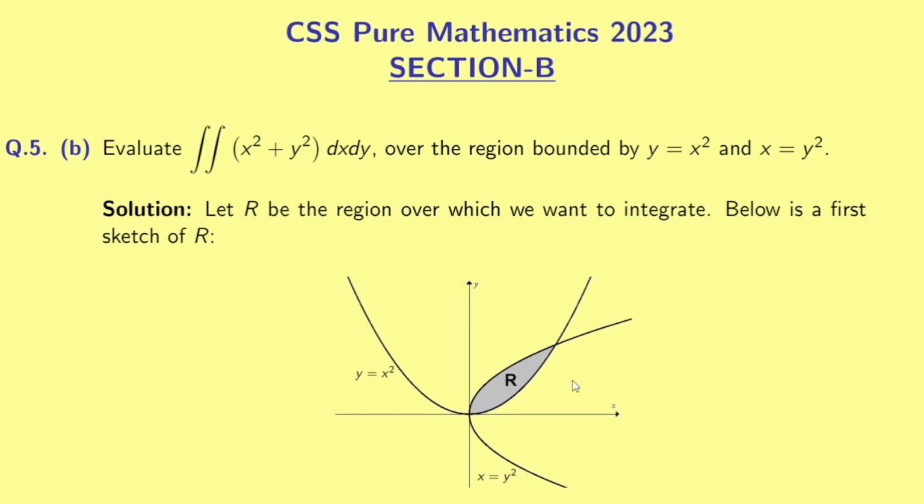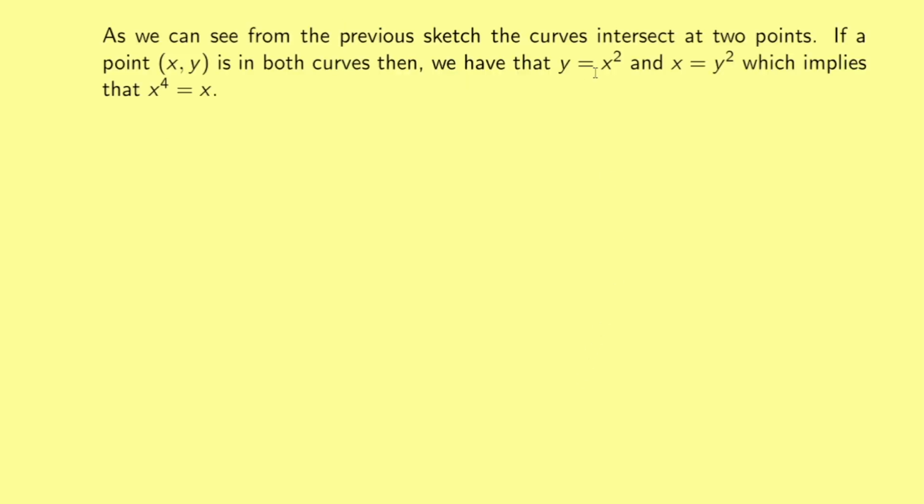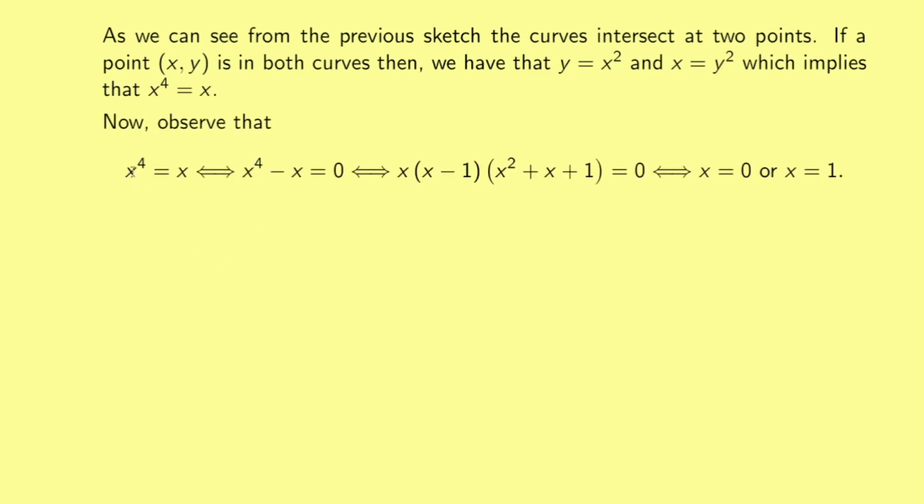Now let's find the points at which the curves intersect. We can look at the expressions which define the curves: y equals x squared and x equals y squared. We can substitute this y for x squared, and we obtain x to the power of 4 equals x. Now we can solve this equation. It's not hard, because x to the power of 4 equals x is equivalent to x to the power of 4 minus x equals 0.